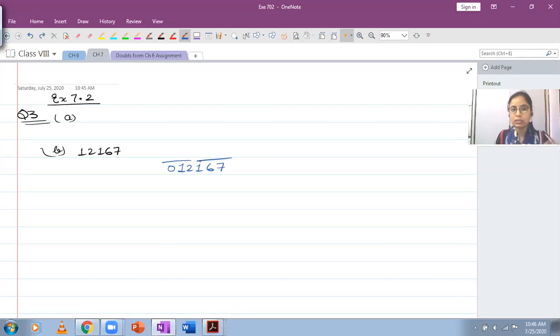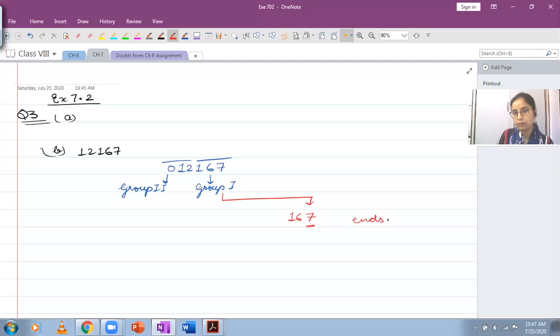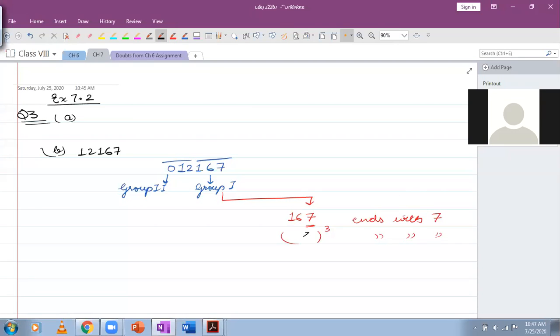So now I have 3 digits in both the groups. This is group 1 and this is group number 2. This is my first step. And then I move on to the second step where I want to find out the digit at ones place. So I'm just going to consider 167. And since this number ends with 7, I want to look for a number whose cube ends with 7. Can you think of a number whose cube ends with 7? 3. 3 cube ends with 7. So this is the digit at ones place.